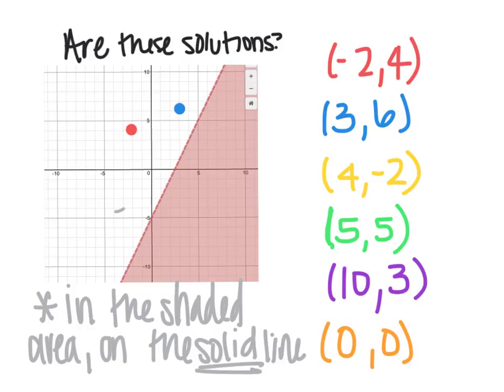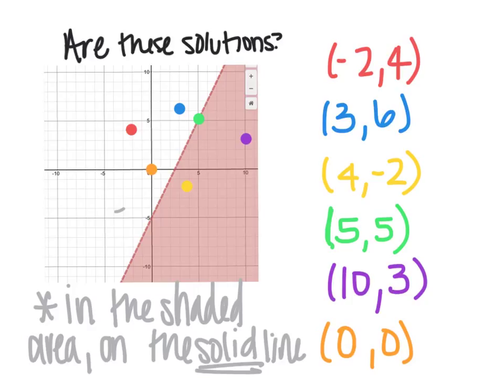My next point is (4, -2), which means I'm going to go to the right 4 and then down 2. My next point is (5, 5), which means I'm going to go to the right 5 and up 5. Then I have the ordered pair (10, 3), which means I'm going to go right 10 and up 3. And lastly, I have the ordered pair (0, 0), which is going to be at the origin.